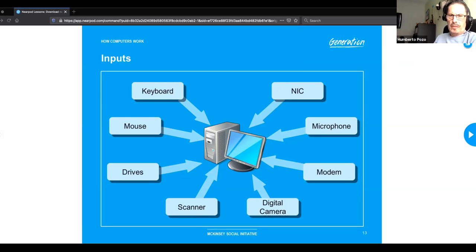USB? USB, that could be an input, yeah. But that also might fall under drives. Something is called a digitizer, where it's like a pad you can kind of draw on. That would be an input. Can anybody think of anything else? A controller, like a game controller. There you go, game controller. That's a perfect one.